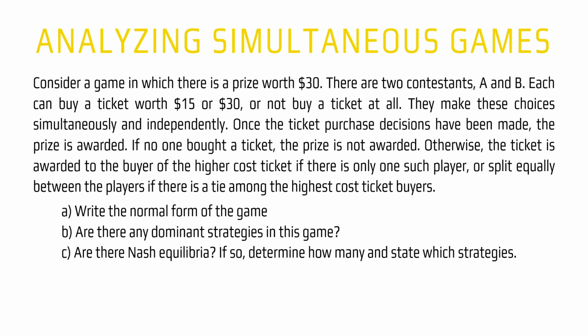So let's consider this problem. Consider a game in which there is a prize worth $30. There are two contestants, A and B. Each can buy a ticket worth $15 or $30, or not buy a ticket at all. They make these choices simultaneously and independently. Once the ticket purchase decisions have been made, the prize is awarded.